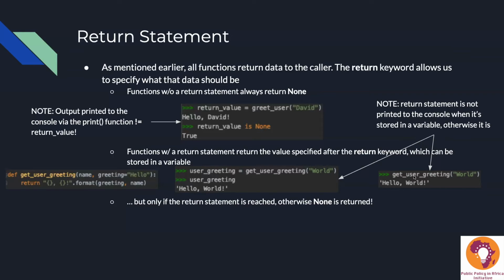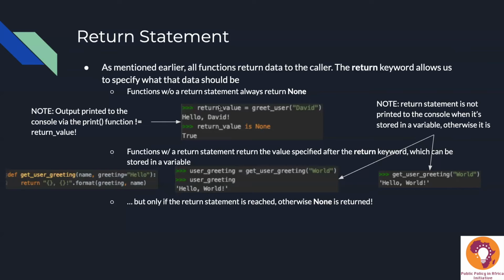But in this particular case, because I'm not storing the return value of my call to get user greeting in a variable, it still returns this, so it outputs it to the console. It's almost the same thing as where I'm calling user greeting here. Because I'm calling user greeting here, it outputs hello world to the console. Here, I'm just calling get user greeting. It returns hello world and it outputs that to the console because it doesn't have anywhere to store it. It instead just prints it to the console in this particular case.